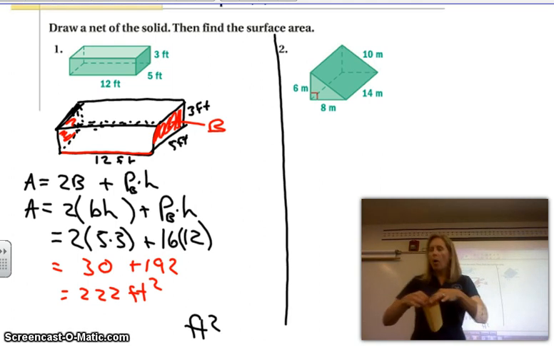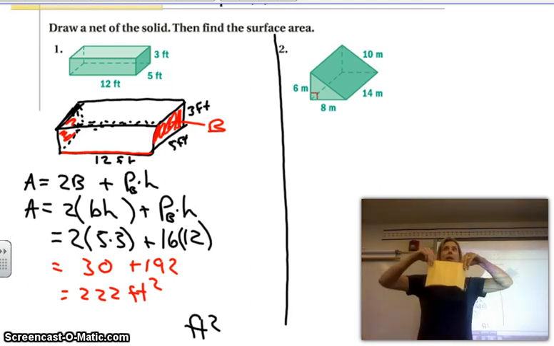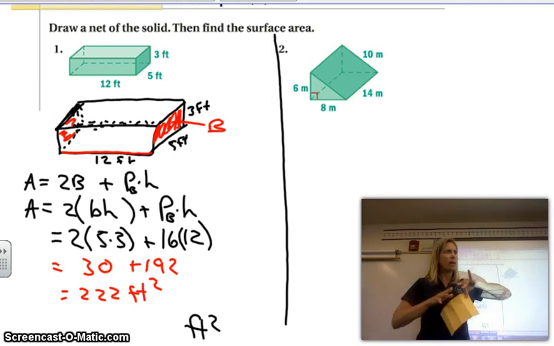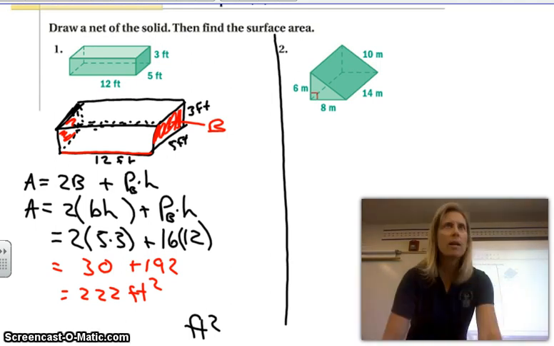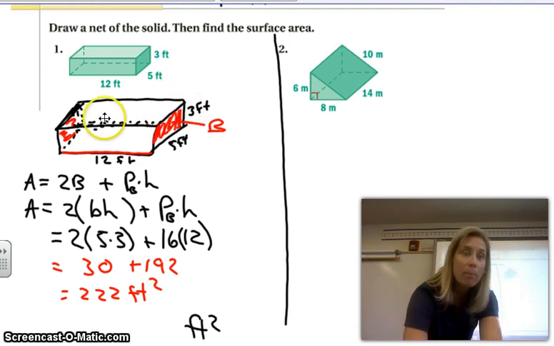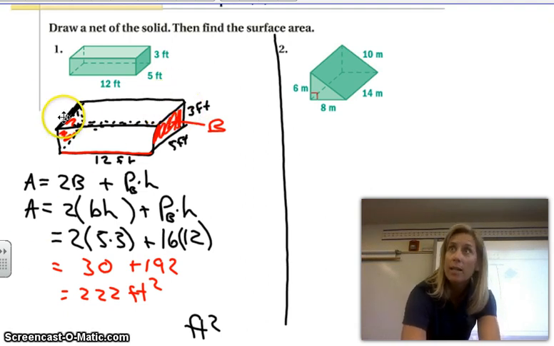See that? So all prisms are just a gigantic rectangle that could be stretched out with different kinds of bases on their sides. Okay? And that's why we walk the perimeter of the base, which in this case was 16, and then multiply by 12. You get all 4 sides.